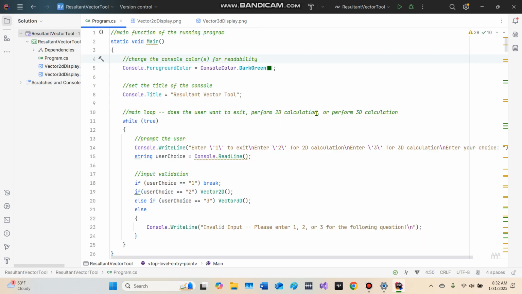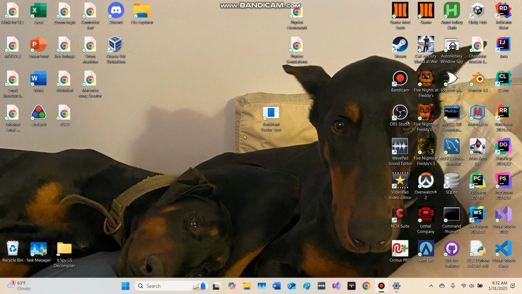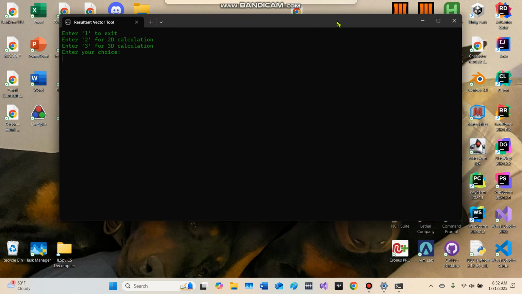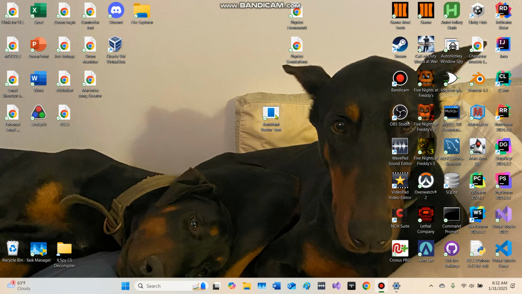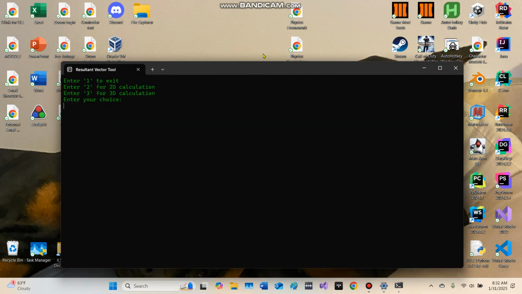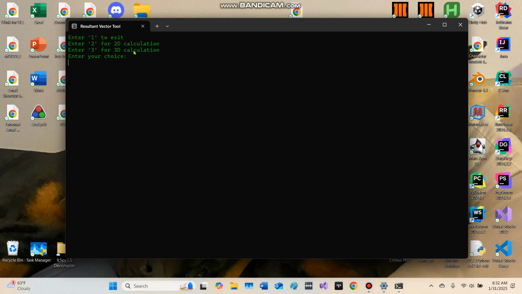Now, of course, I have gone ahead and created an executable of this, so we'll just go straight into that. This is it right here, the resultant vector tool. And of course, one to exit will close the whole thing. Good stuff. And we also have 2D and 3D calculations. Let's run some 2D vector calculations.